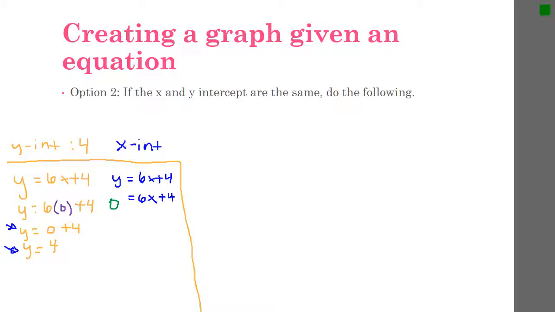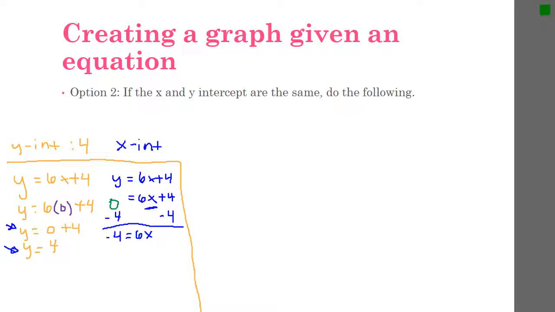If you don't remember, go back and look for it. To get x alone, to solve for x, we need to isolate that x, which means we need to get rid of everything around it. So I'm going to subtract a 4 from both sides because I don't want that plus 4. I want to get rid of it. So I'll have negative 4 equals 6x.